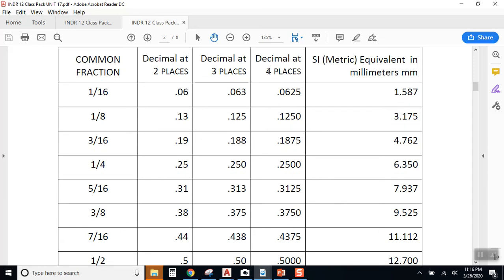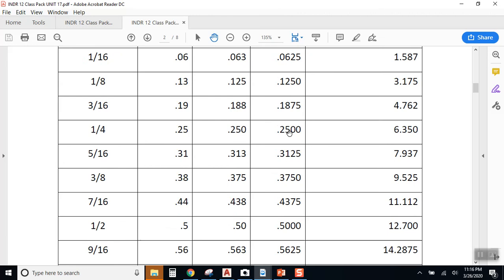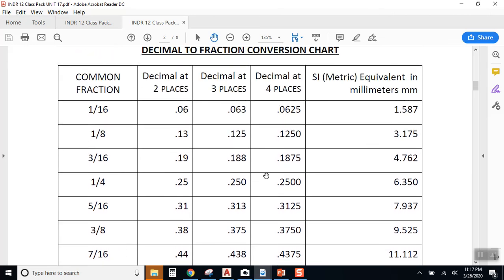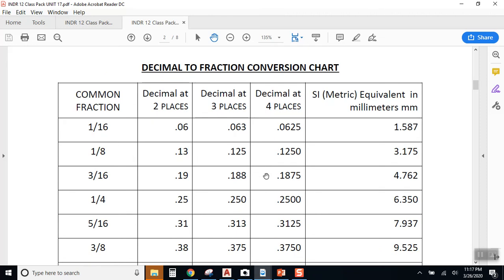0.4375, let's see, that's 4 places, so go down the list till we find it. 0.4375, there it is. And if we look over to the left, we see, okay, that's 7/16 of an inch. Okay, so the decimal to fraction conversion chart will be your friend as you're working back and forth between common fractions and decimal fractions.